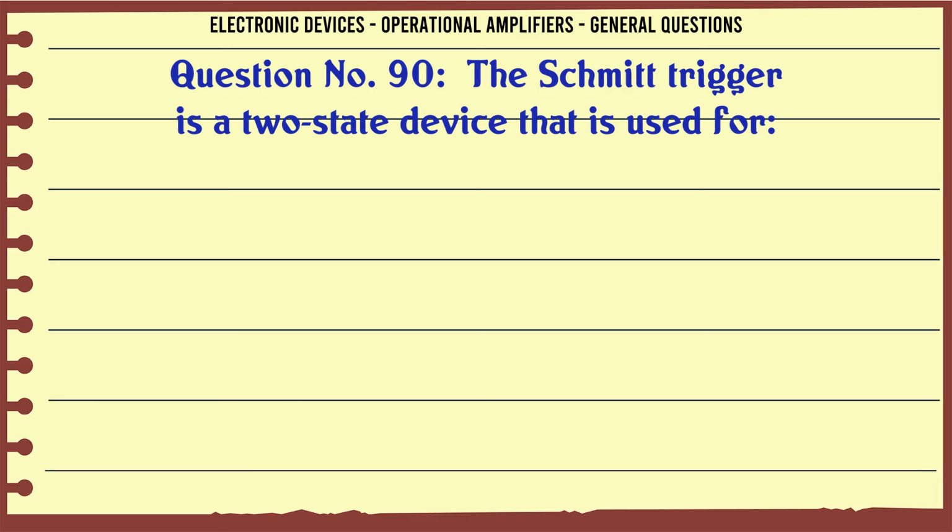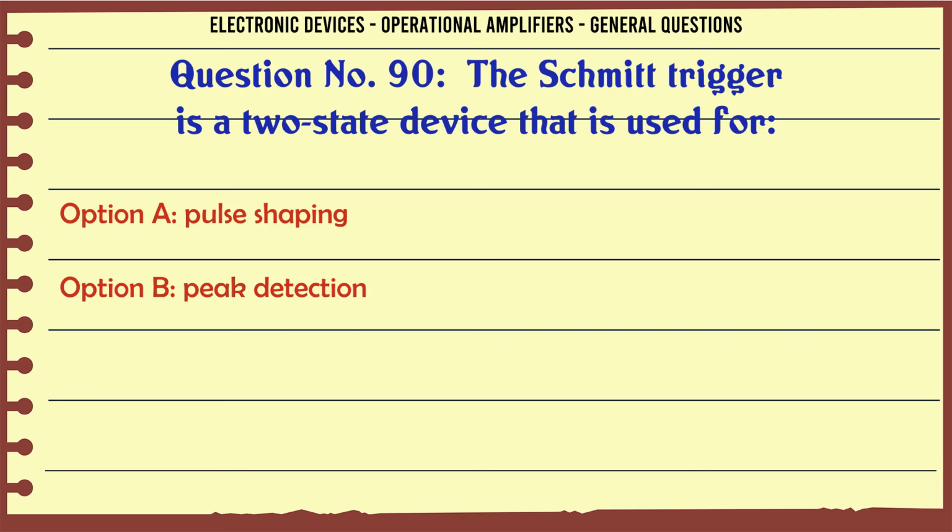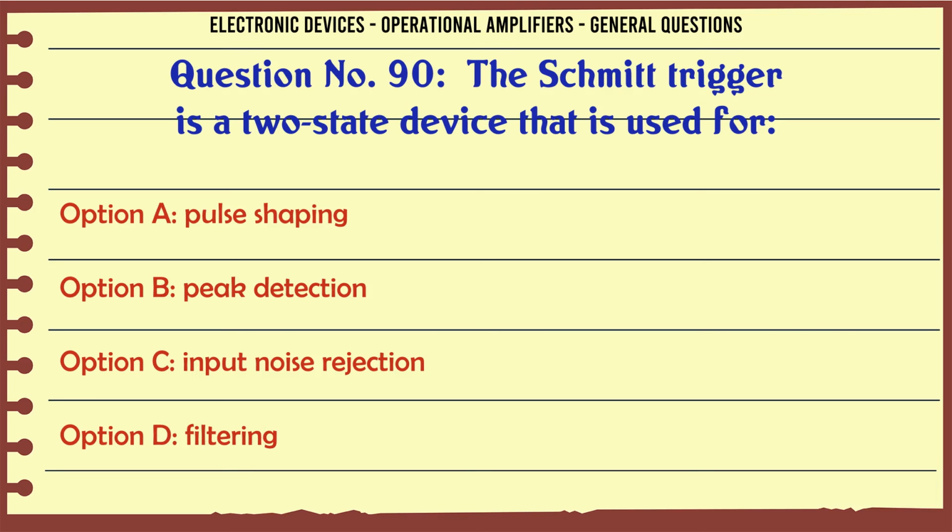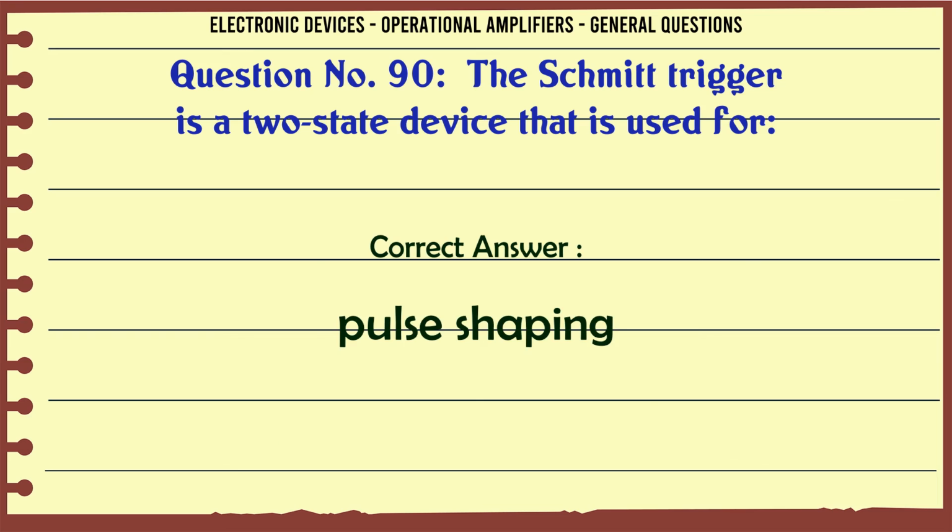The Schmitt trigger is a two-state device that is used for A. Pulse shaping, B. Peak detection, C. Input noise rejection, D. Filtering. The correct answer is pulse shaping.